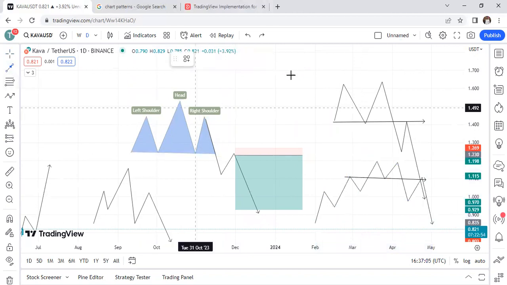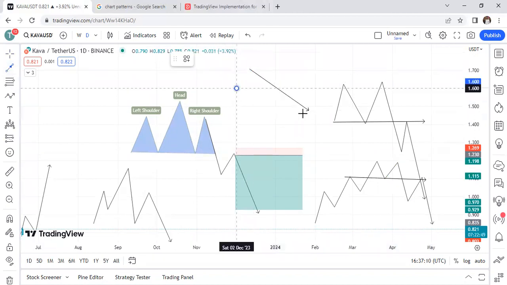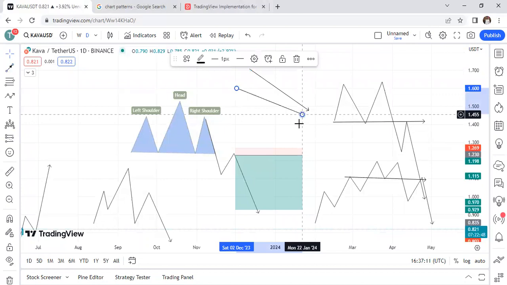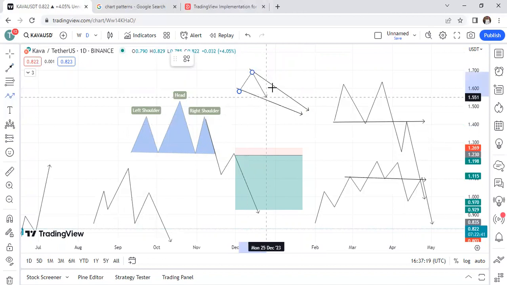So now, what leads to a wedge? What leads to a channel? What leads to a tick up? What leads to all those things? You need to understand that correction comes in a channel. I'm always teaching my students that correction comes in a channel.